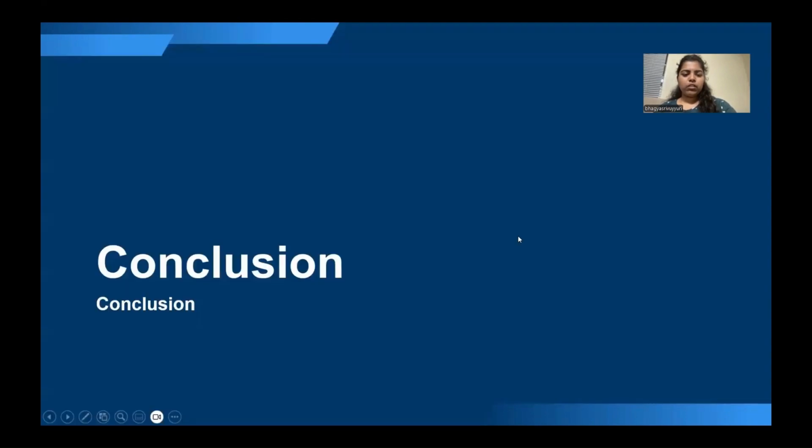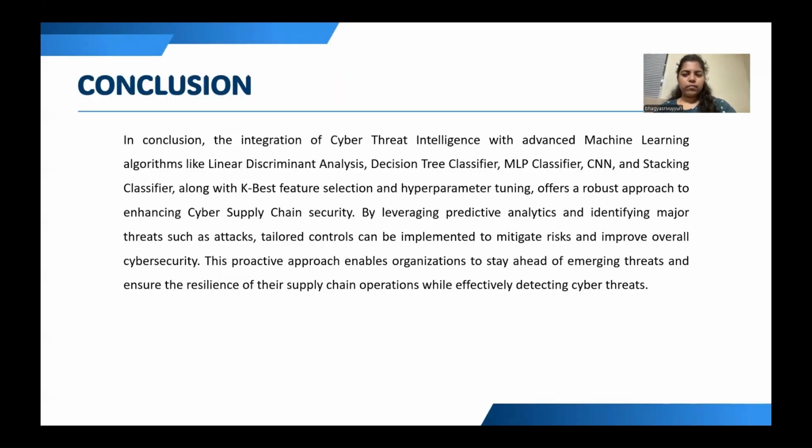Coming to the conclusion. In conclusion, we believe the integration of cyber threat intelligence with advanced machine learning algorithms, along with K-based feature selection and hyperparameter tuning, offers a robust approach to enhancing cyber supply chain security. By leveraging predictive analytics and identifying major threats such as attacks, tailored controls can be implemented to mitigate risks. This proactive approach enables organizations to stay ahead of emerging threats and ensure the resilience of supply chain operations while effectively detecting cyber threats.